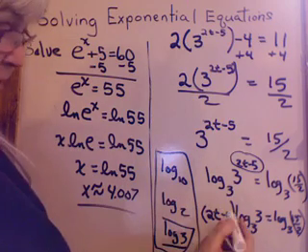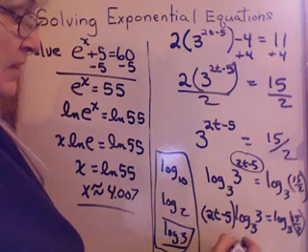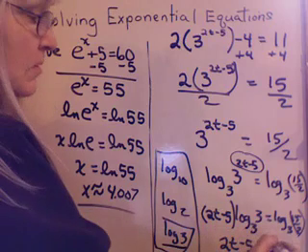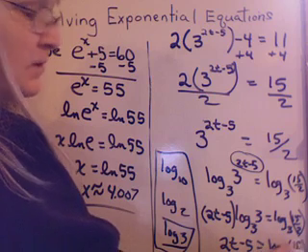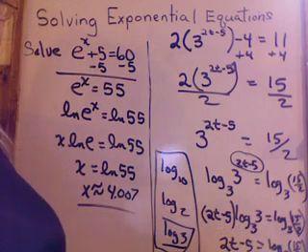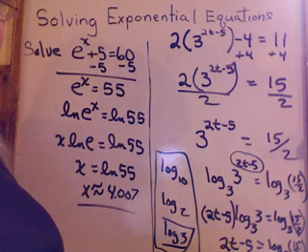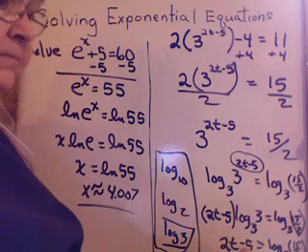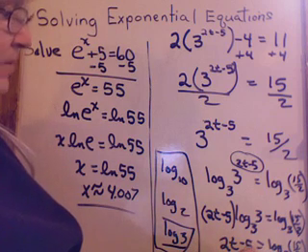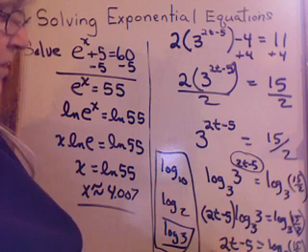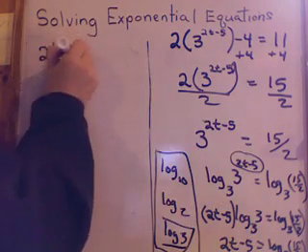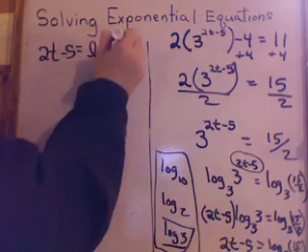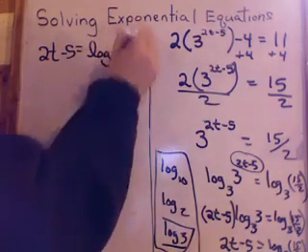All right, so now I have 2t minus 5 equals log base 3 of 15 halves. 15 halves, 7.5, right? So what do I do next? How about add 5 to both sides? So, do I have any room here? I guess not. So let's go. 2t minus 5 equals log 15 halves.